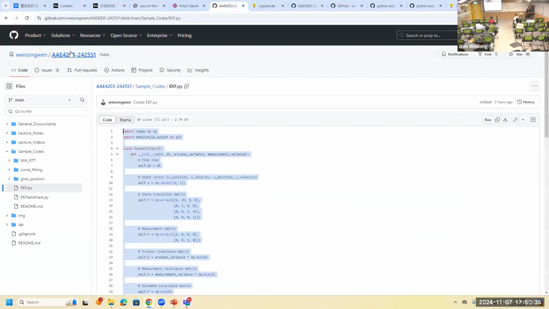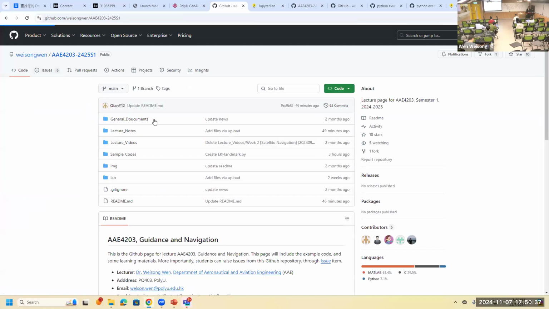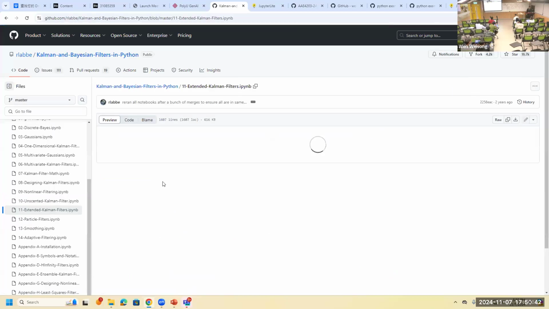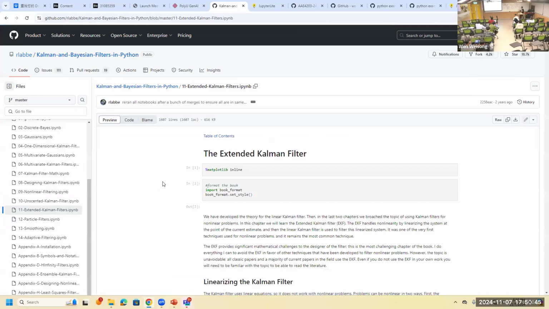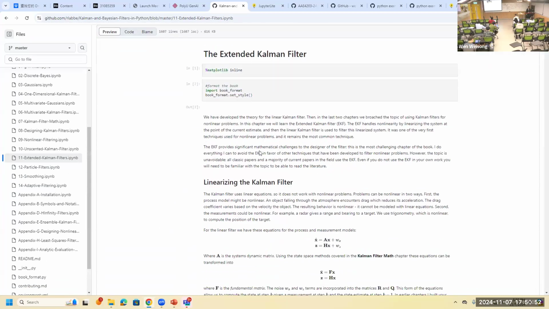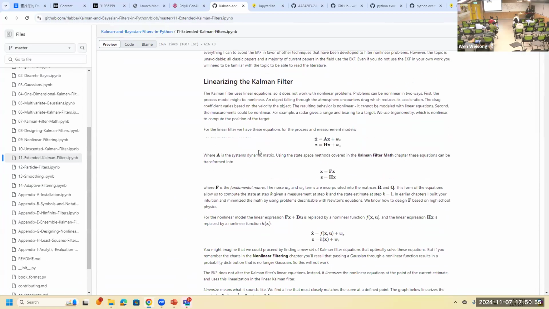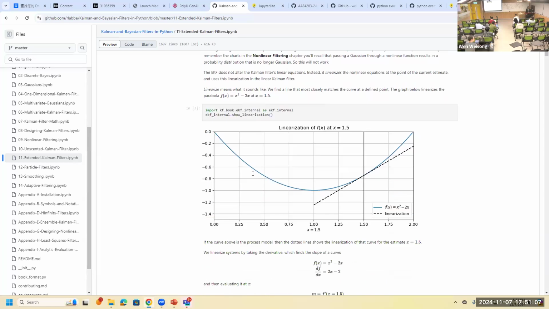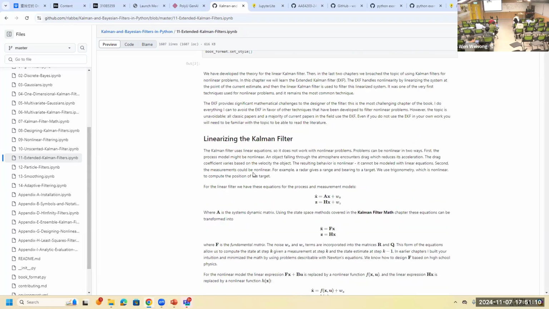I also provide a very detailed link in the issue. So this is a very good example. Because today we only have one lecture, just Kalman filtering. Here there are some more examples for the extended Kalman filtering. For example, if the model is nonlinear, how to cope with the nonlinearity of the model. This is going to be introduced next week, so before we start the next lecture, you can take a look at this.